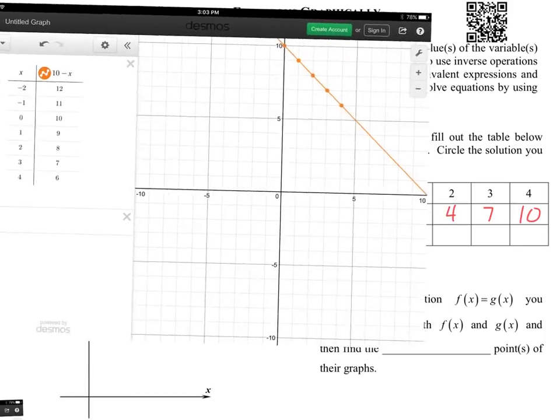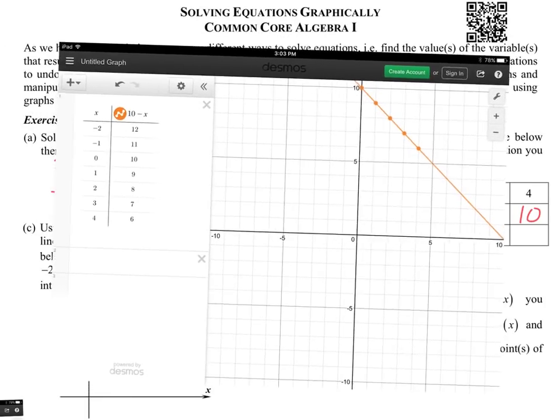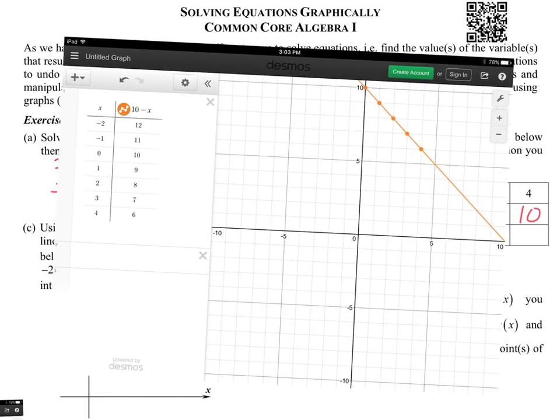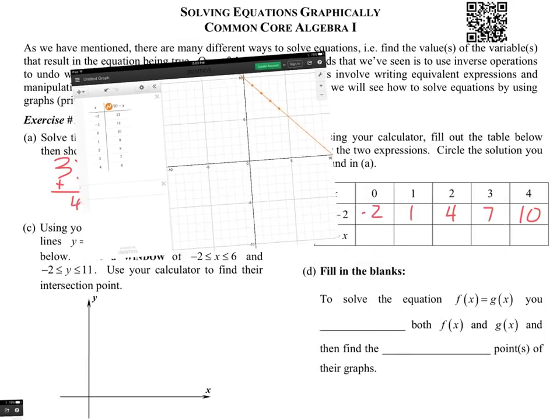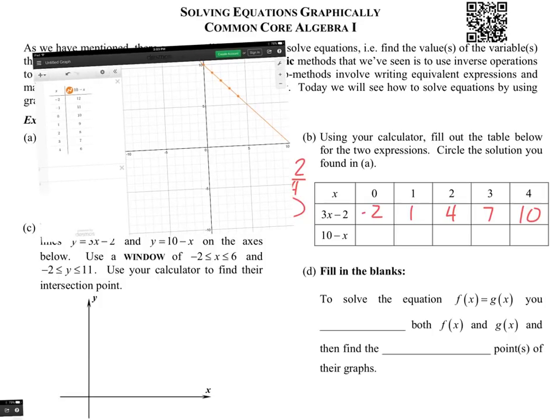So now I typed in y equals 10 minus x, and then again I used the little gear at the top left and turned it into a table, and then typed in 3 and 4 to show 0 through 4. So for this one, when x is 0, y is 10. When x is 1, y is 9. When x is 2, y is 8. When x is 3, y is 7. And when x is 4, y is 6.